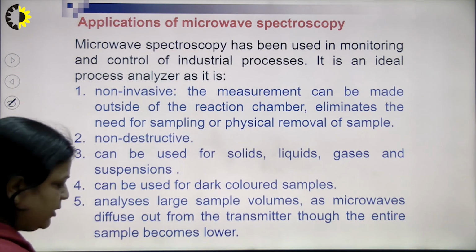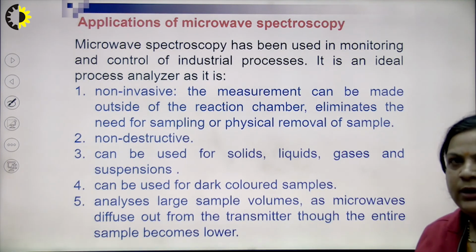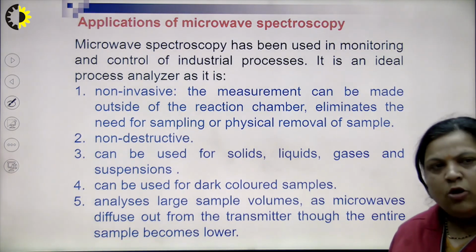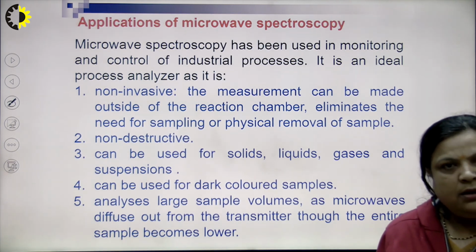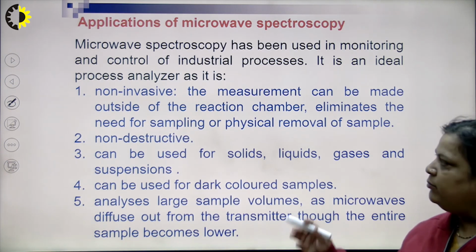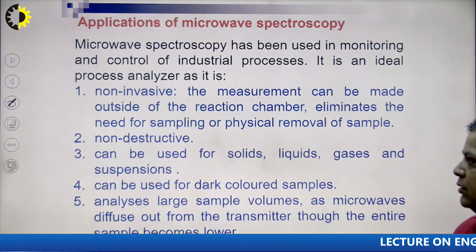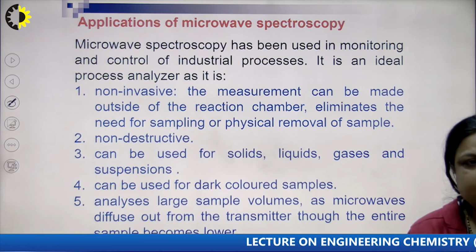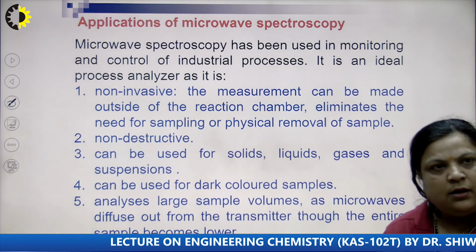Now, applications of microwave spectroscopy. The first basic application is that it is used to calculate bond length and moment of inertia, but a few other applications for industrial purposes: it is used as a non-invasive technique, that is, the measurement can be made outside the reaction chamber and eliminates the need for sampling or physical removal of the sample. This method is non-destructive. It can be used for solids, liquids, gases or suspensions. It analyzes large sample volumes as microwaves diffuse out from the transmitter through the entire sample.